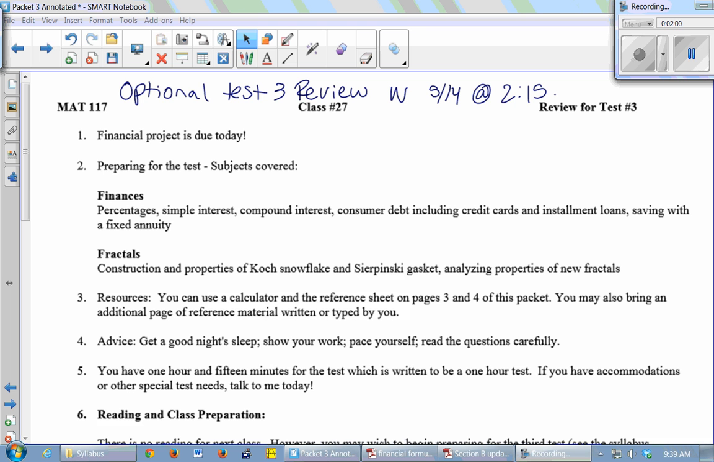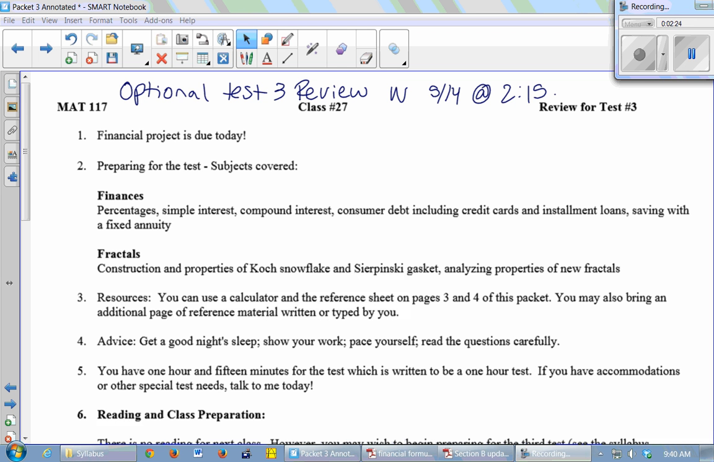All right, so in terms of finances, we discussed percentages. So that was sort of our first class, just to remind you how to deal with percentages. Simple interest, compound interest, consumer debt, including credit cards and installment loans, and savings with a fixed annuity.